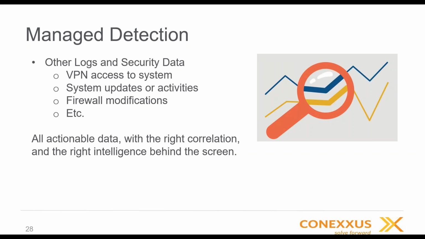Firewall modifications. So if somebody mistakenly opens up a port and instead of restricting it to a certain source IP, they don't restrict it, and now I've got this open to everybody, we can track that and we can understand and say, hey, this may not have been the best idea. I think you've opened up a security hole, and we need to develop a plan to remediate that. So all of this is actionable data, and again, with the right correlation and the right intelligence behind the screen, these are all actionable data sets.